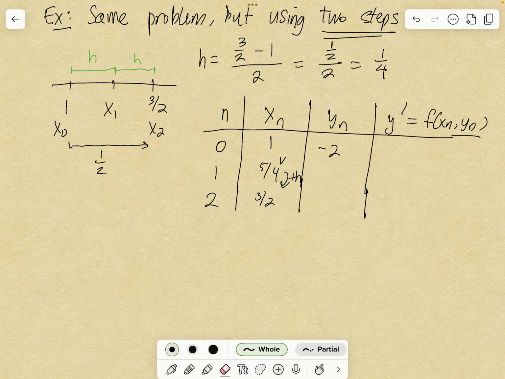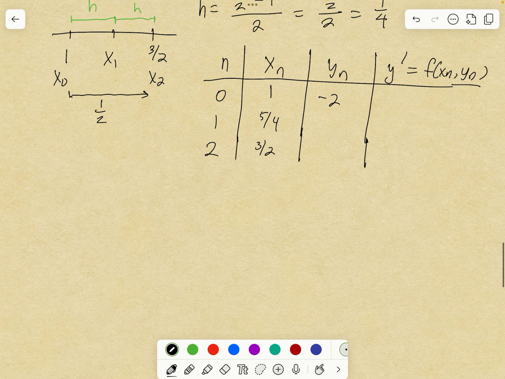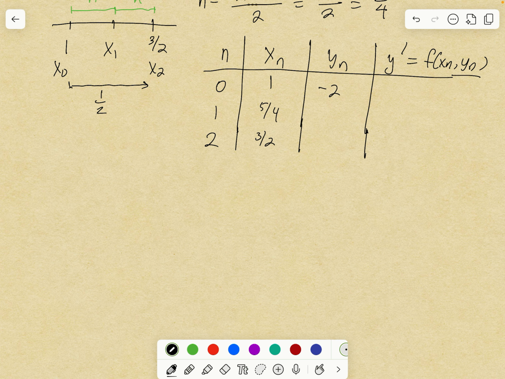So I'm just going to erase this plus h because I normally don't put that there. So our y prime at x0 is equal to f of x0, y0, right? So I'm just going to do it up there. So I get 1 plus 2 times -2, which is -3.